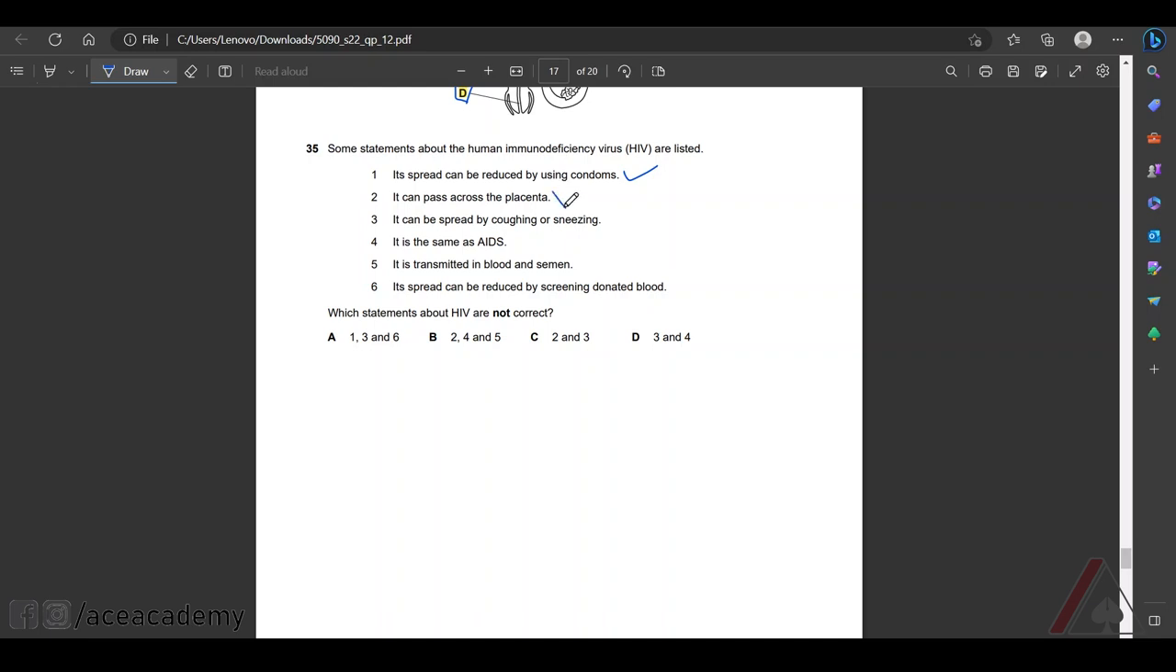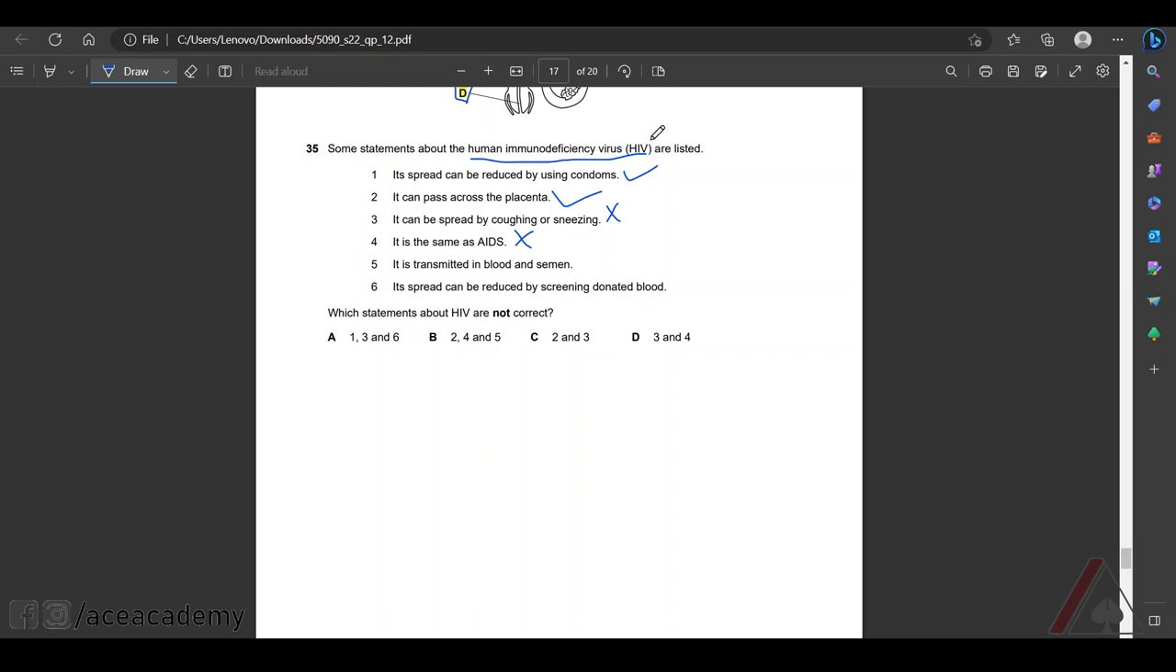It can cross the placenta. Yes, it actually can, because the HIV virus is very small, so the membranes in the placenta are permeable to it. It can be spread by coughing or sneezing. No, this one's actually wrong, because the human immunodeficiency virus really can't survive outside of body fluids such as blood or semen. Hence, number 3 is wrong. Number 4 says it is the same as AIDS. That is also obviously wrong, because AIDS is the disease that is caused by the HIV virus.